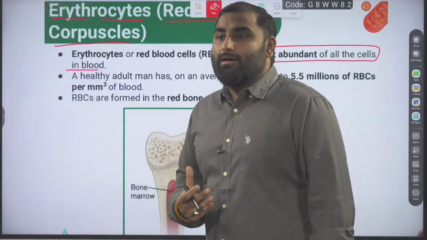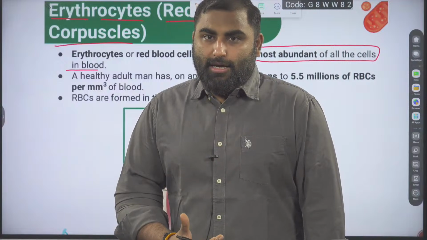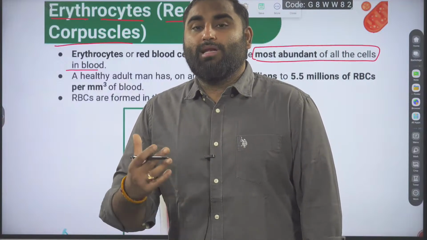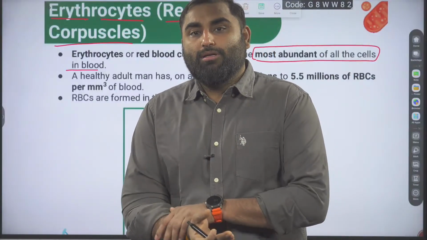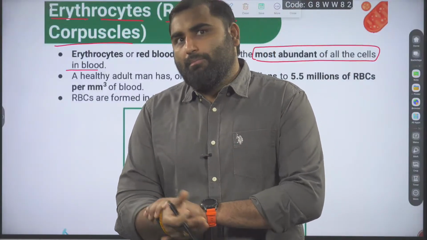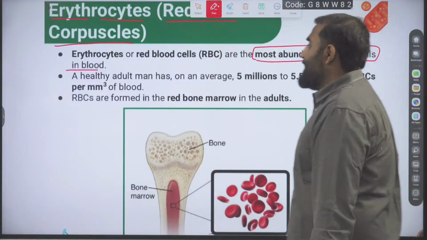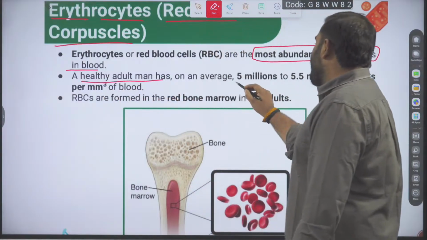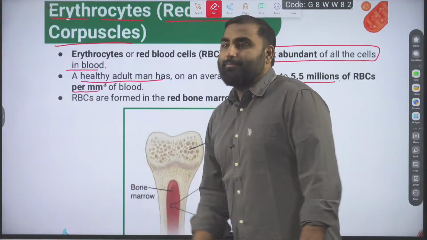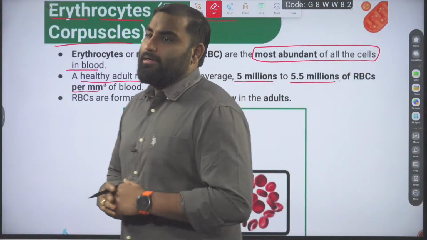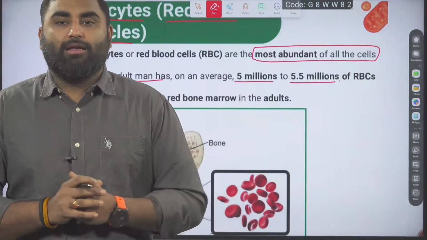So how much is the number? Number is very important. If you are doing a blood test, you should know the normal range of RBC, WBC and platelets, because a blood report can tell you a lot about the patient's status. So what is the normal number of RBC? A healthy adult man has roughly 5 million to 5.5 million per millimeter cube of blood. So 5 to 5.5 million is absolutely necessary in your blood.